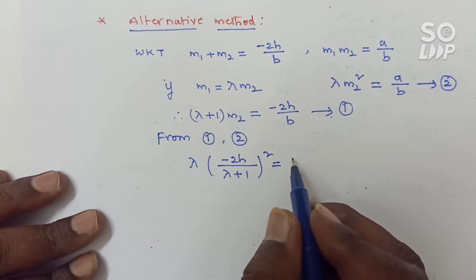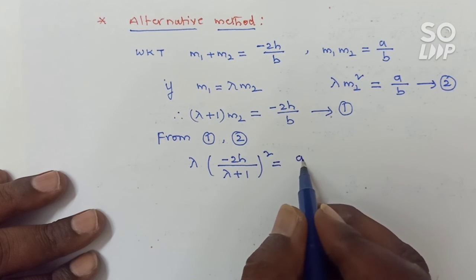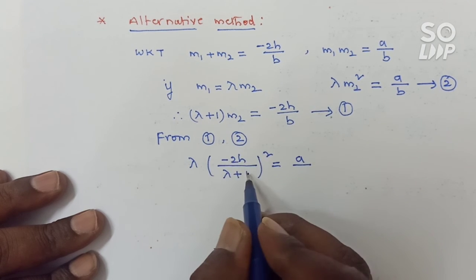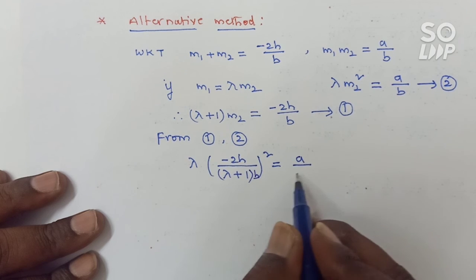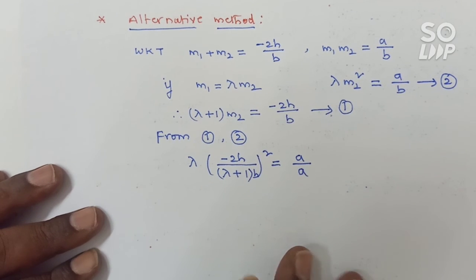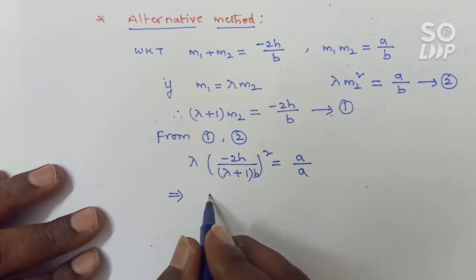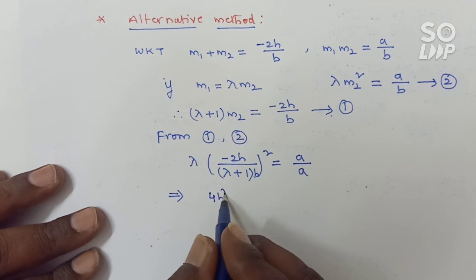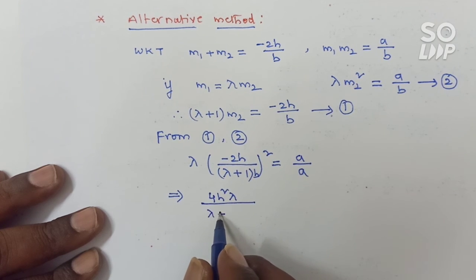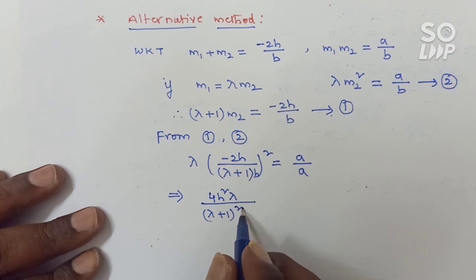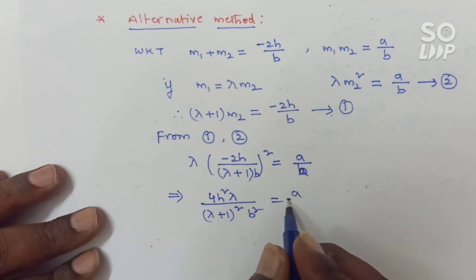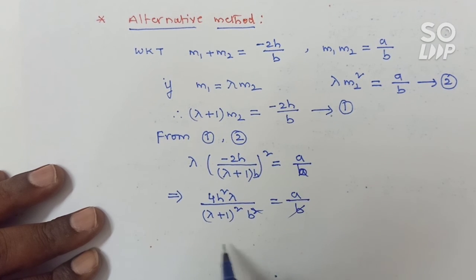is equals to a by b. Now you simplify this value. What is that value? That implies 4 into h square into lambda whole divided by lambda plus 1 whole square into b square is equals to a by b. Here b and b cancel.